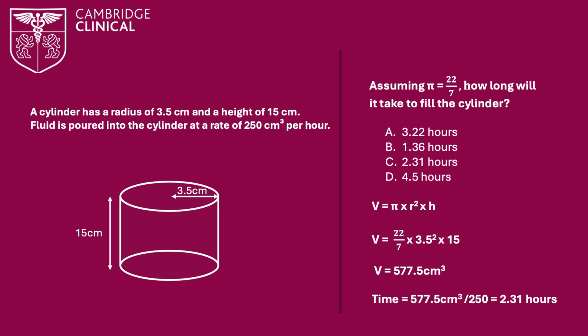To find out how long it takes to fill the cylinder, we divide the total volume by the rate the fluid is being poured in, which is 250 cubic centimeters per hour. So, 577.5 divided by 250 equals about 2.31 hours.